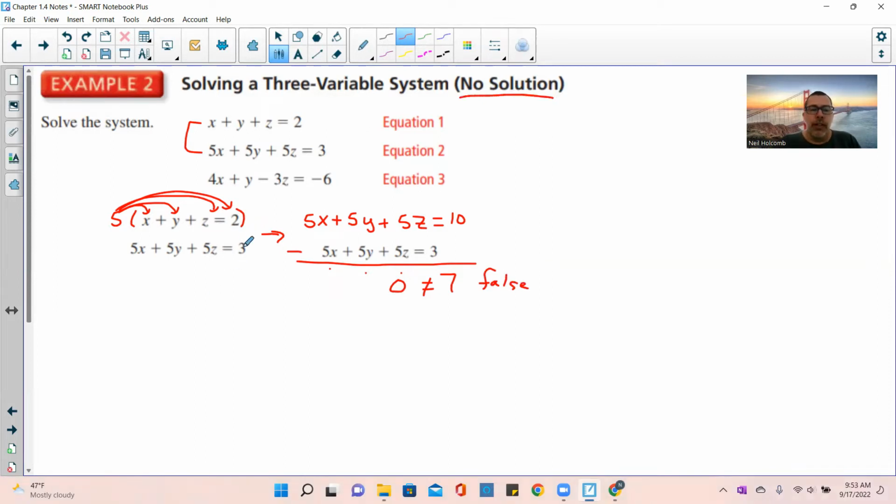So we are done right there. As soon as you get variables to cancel and you get a number equal to a number, you are done there. And if those numbers are not equal, there is no solution.